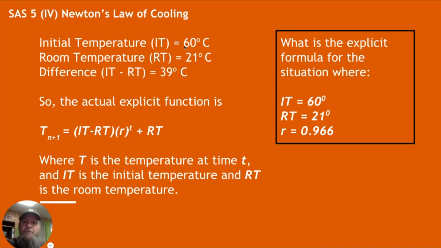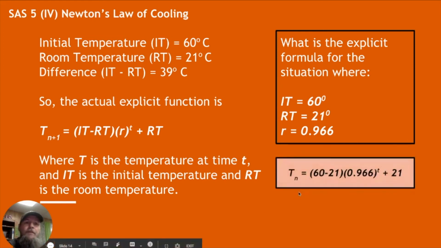If the initial temperature is 60 degrees and room temperature is 21 degrees, the difference is 39 degrees. So the actual explicit function is the temperature currently, which is T subscript n plus 1, equals the difference between initial temperature and room temperature, times R, which is the successive ratio, raised to the T. And then we're going to add room temperature to it. T is the temperature at time T, IT is initial temperature, and RT is the room temperature.